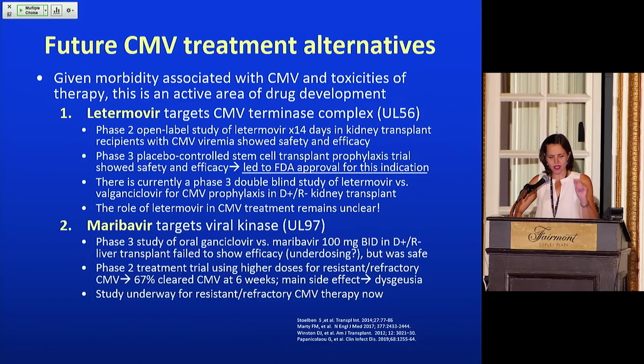But what is ongoing is that there was a phase 2 treatment trial looking at higher doses of it for treatment of resistant or refractory CMV, and 67% cleared at 6 weeks, which is comparable to valganciclovir in clinical trials. The main side effect of this drug is dysgeusia. So people have this terrible metallic taste in their mouth shortly after they take the drug. It is oral, though. It doesn't cause cytopenias or other hematologic toxicities. There is currently a study underway for resistant or refractory CMV therapy now that I believe is a phase 3 because they found the dose that they want to use.